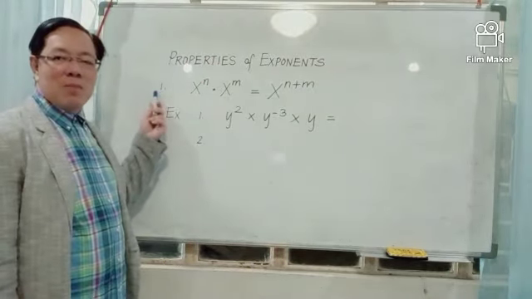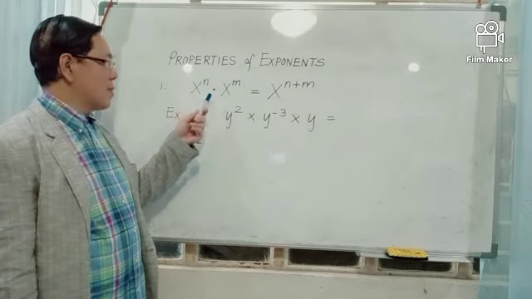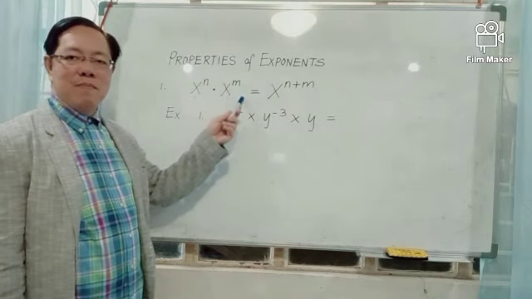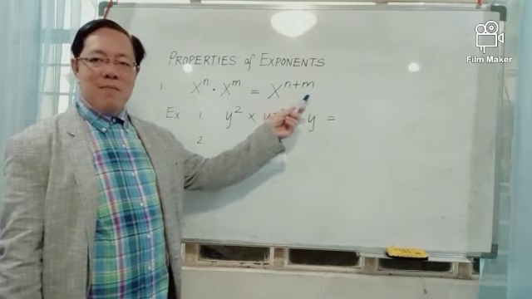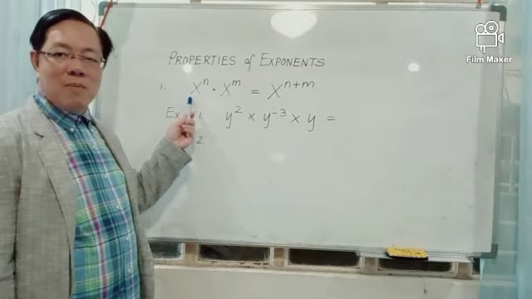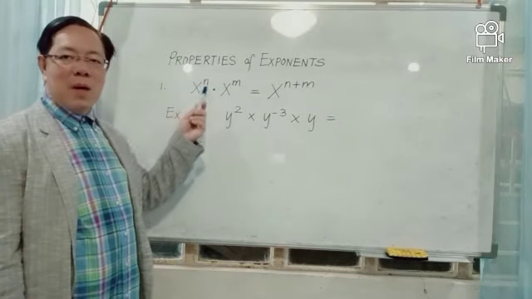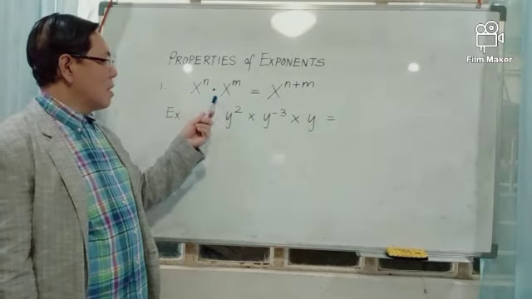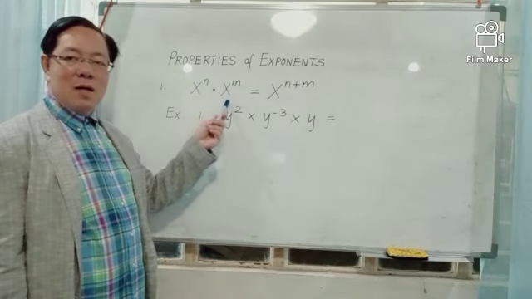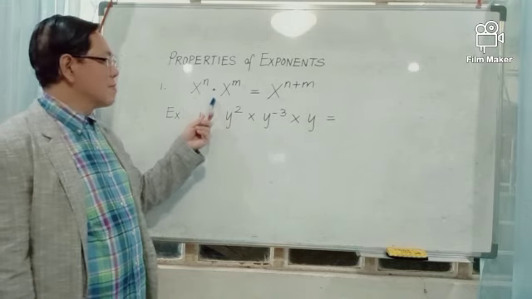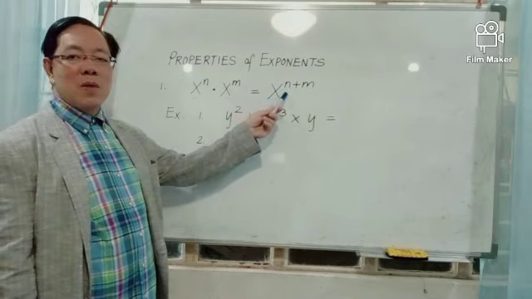The first property of exponent says x to the power n multiplied by x to the power m is equal to x to the power n plus m. The given is at the left-hand side of this equation. The given are x to the power n and x to the power m. And these two exponential notations are multiplied. And the product is equal to x to the power n plus m.